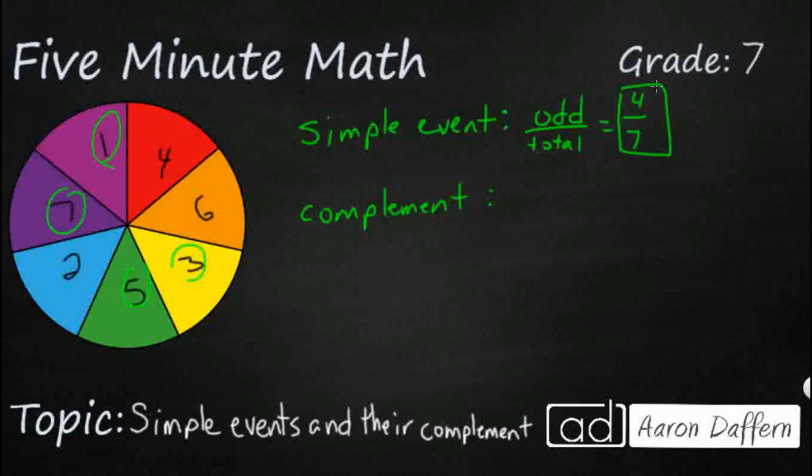Now, the complement, remember, is how we complete it in another way. So this is going to be not odd. So we can look for not odd, which is also known as even numbers in this case, over our total. And we've got 1, 2, 3. And there is still a total of 7, so that would be our complement, 3/7.